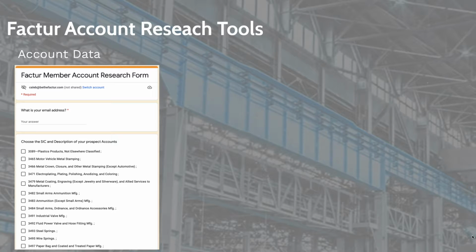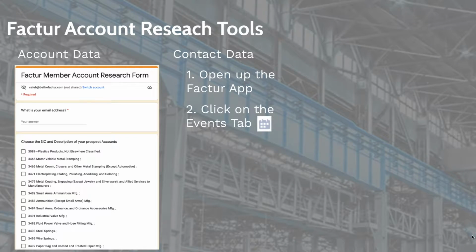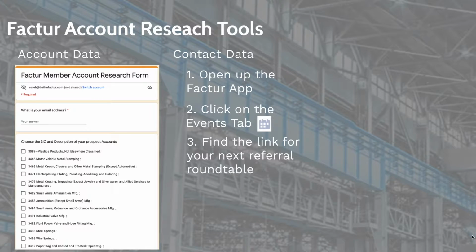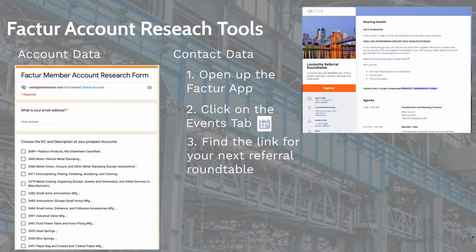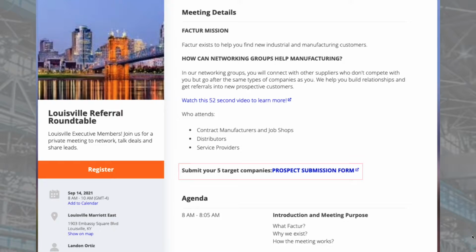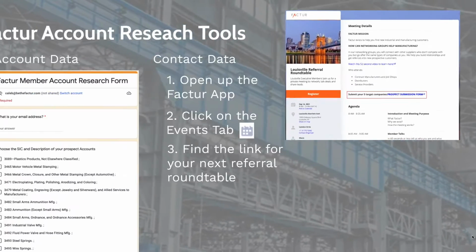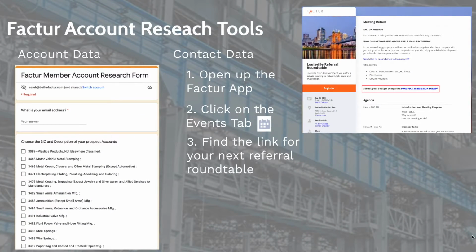Once you know who you are prospecting, we help you find out the contact data. And that's a simple process. I'll go over it really quick. You can open up the Factor app and click on the events tab. This is where you register for your events, like this referral roundtable, and then find the link for the next meeting. It's the same link every month. For example, in the Louisville group here, the prospect submission form. So you put that in there. That serves 2 purposes. It's the prospects you asked to be referred to, and it also is the company that we do contact data research for you.